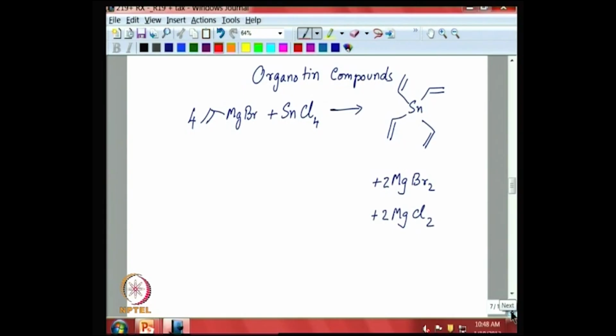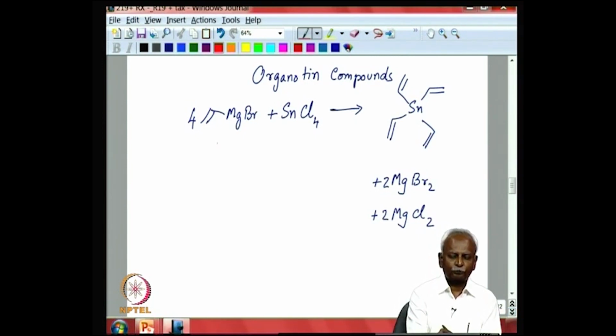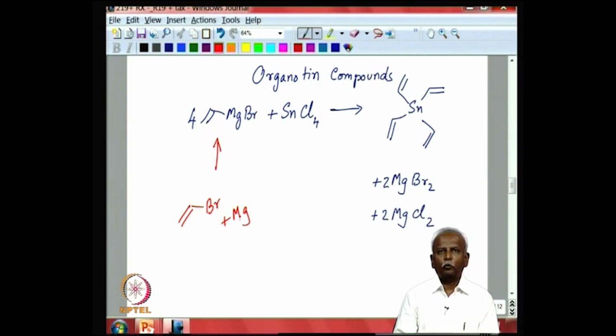So, organotin compounds are extremely important in the industry. It is also commonly used in the laboratory, and here is a transmetallation where we are carrying out a transmetallation between magnesium and tin, and the group that is transferred is vinyl. One can generate the species from vinyl bromide and magnesium using the reaction that we talked about earlier.